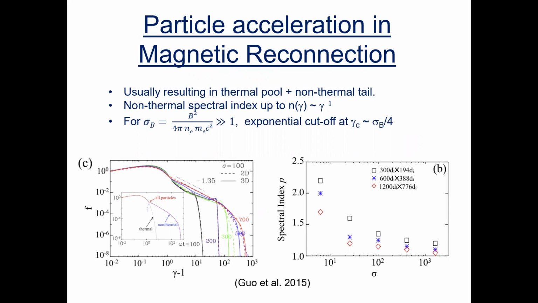You can see here that the magnetization is 100. The cutoff energy is, again, of the order of 100. You can also see in the right plot, as a function of the magnetization, the spectral index that comes out. The takeaway point here is that with increasing magnetization, you get harder spectra, and again, spectra extending out to higher energies. This is as far as I wanted to go here with reconnection. As I said, there's a huge body of literature that's impossible to treat in any more detail now.